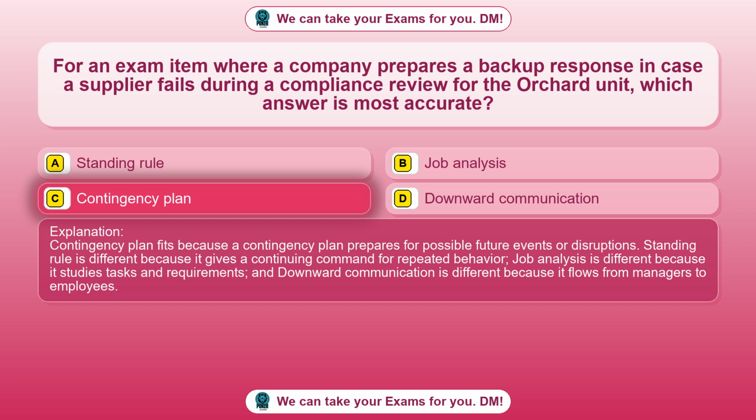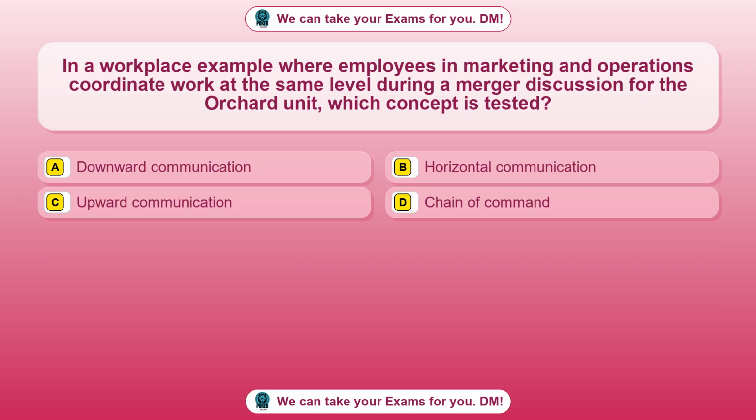Contingency plan fits because a contingency plan prepares for possible future events or disruptions. Standing rule is different because it gives a continuing command for repeated behavior. Job analysis is different because it studies tasks and requirements, and downward communication is different because it flows from managers to employees. Question 100.